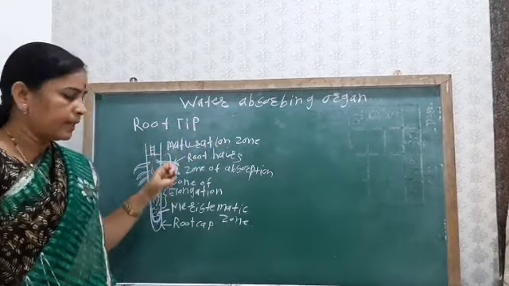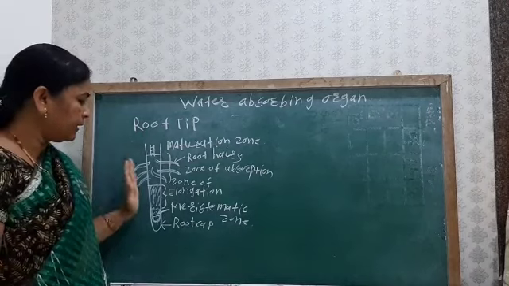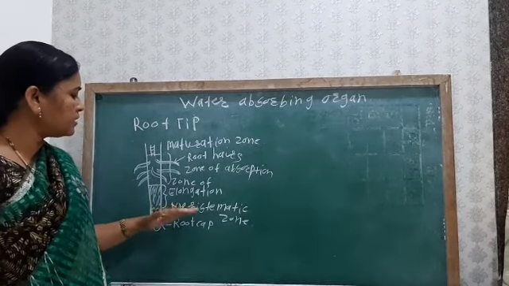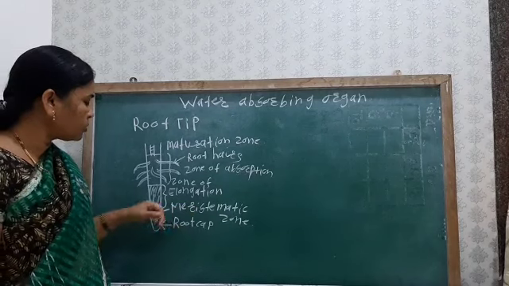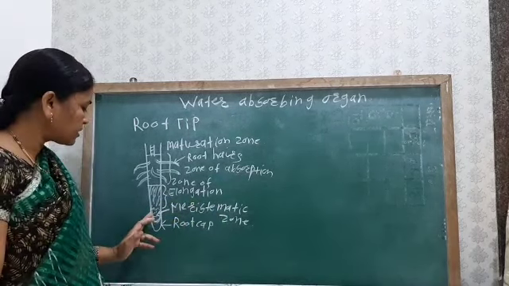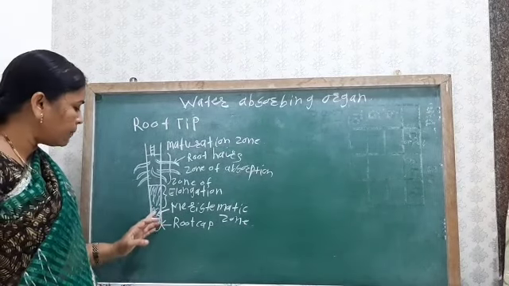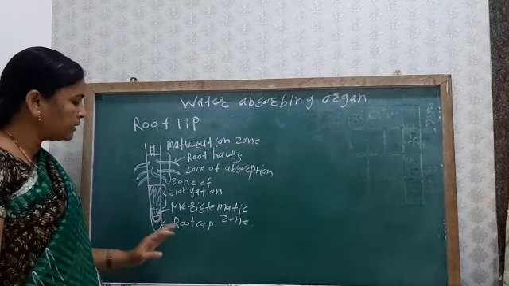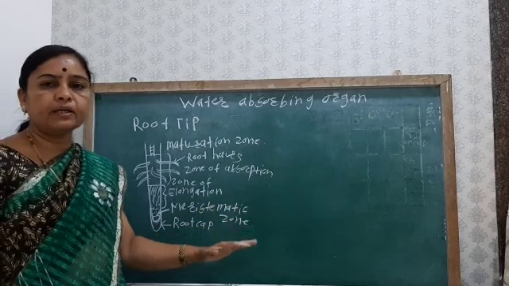See once again, the root tip mainly has these regions. The lowermost region is the meristematic zone, and it is covered by a protective layer, the root cap. Why? Because the cells here are immature. To avoid damage to these cells there is a covering, the root cap, and this root cap gives protection to the meristematic zone.